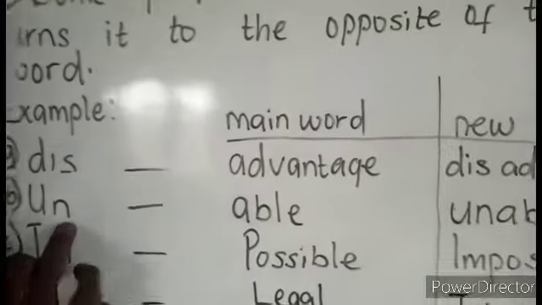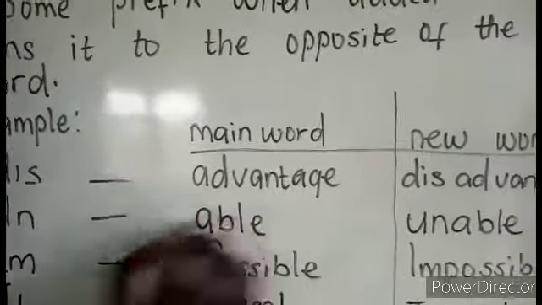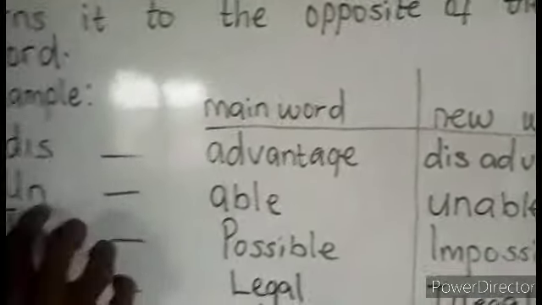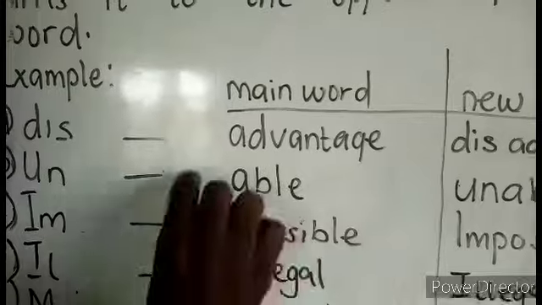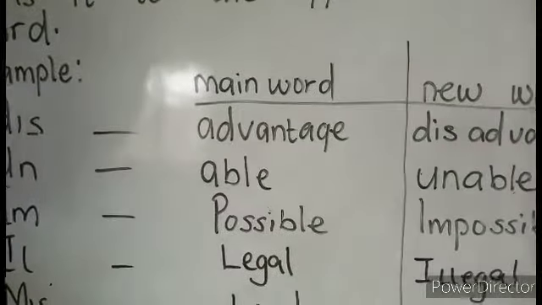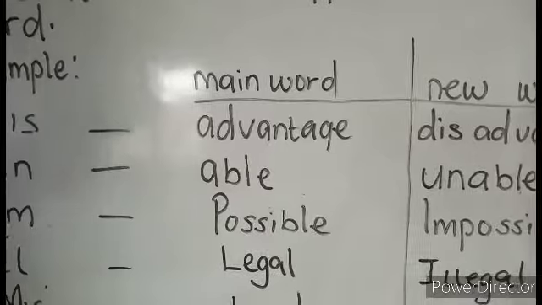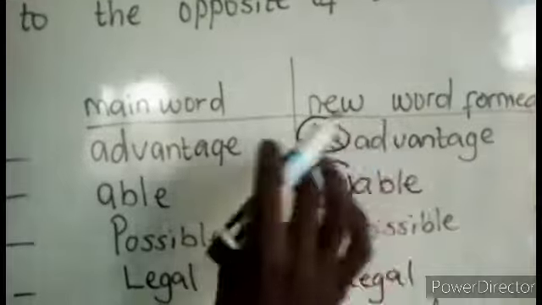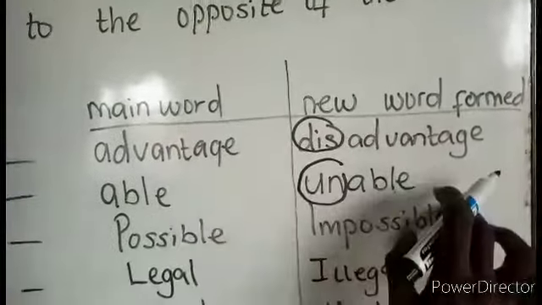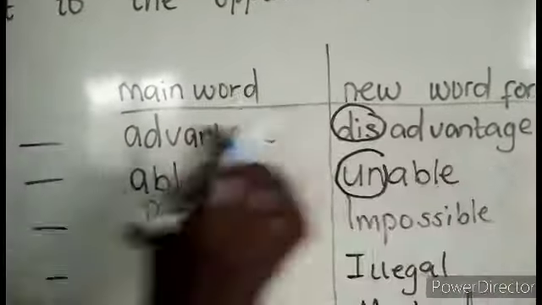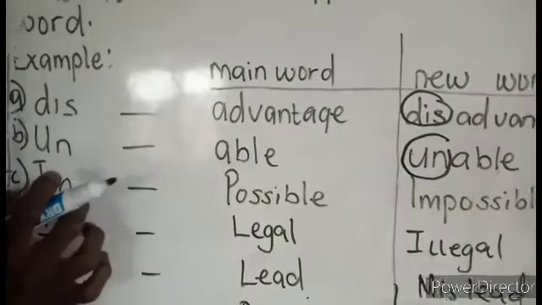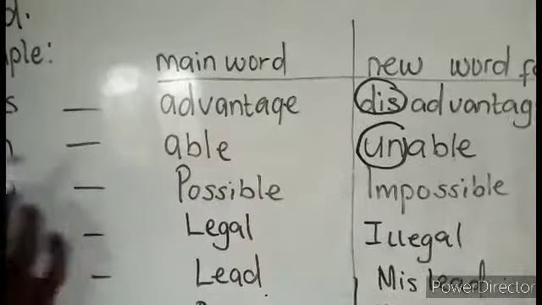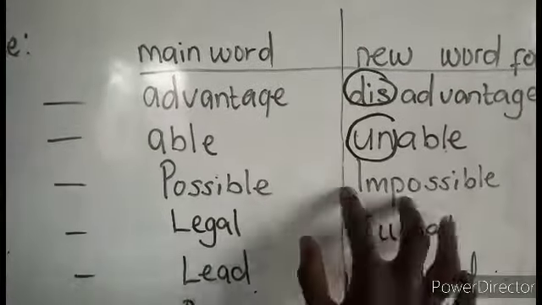Let's look at the second one, un. The main word here is what? Able. By the time we add un to this able as a prefix at the beginning, it changes the meaning of the word to what? Unable. Now they are all added at the beginning, so they change the word to unable, which is opposite in meaning. Im, the main word here is what? Possible. So by the time we add im, we have what? Impossible.